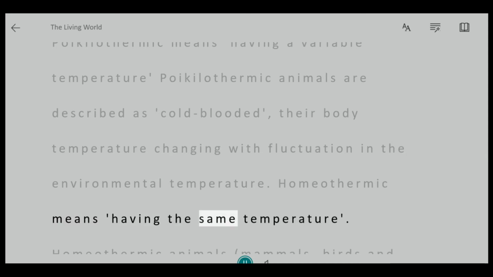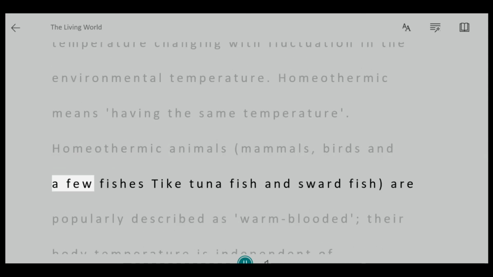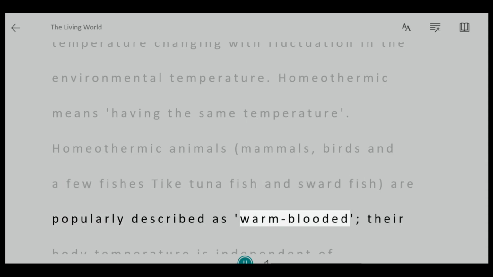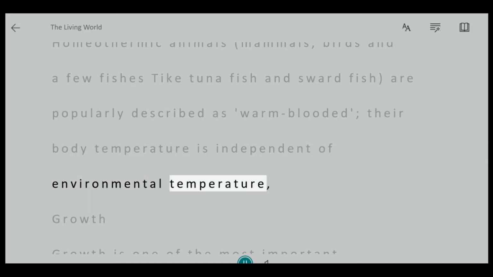Homeothermic means having the same temperature. Homeothermic animals, mammals, birds and a few fishes like tuna fish and swordfish are popularly described as warm-blooded. Their body temperature is independent of environmental temperature.